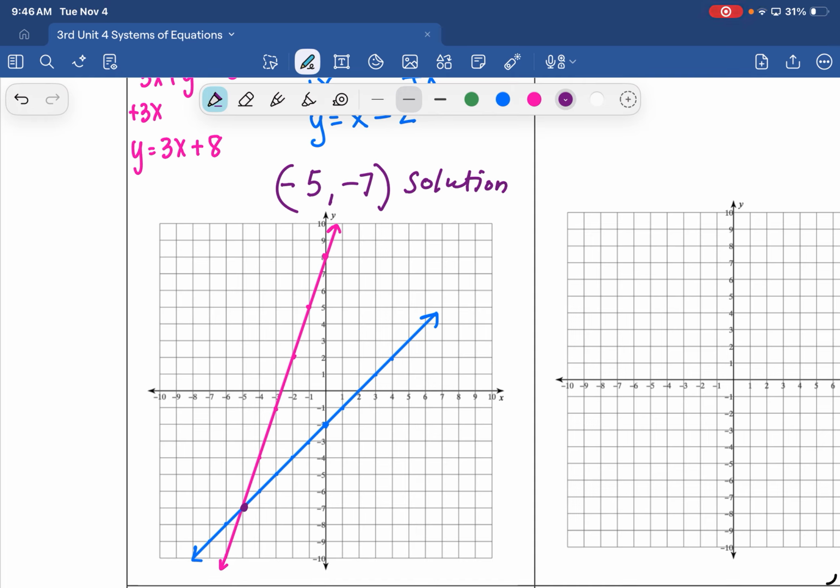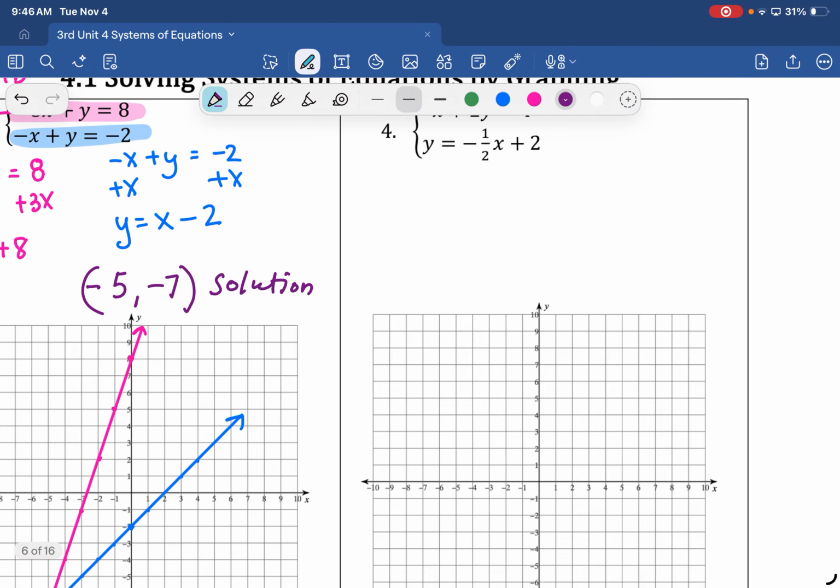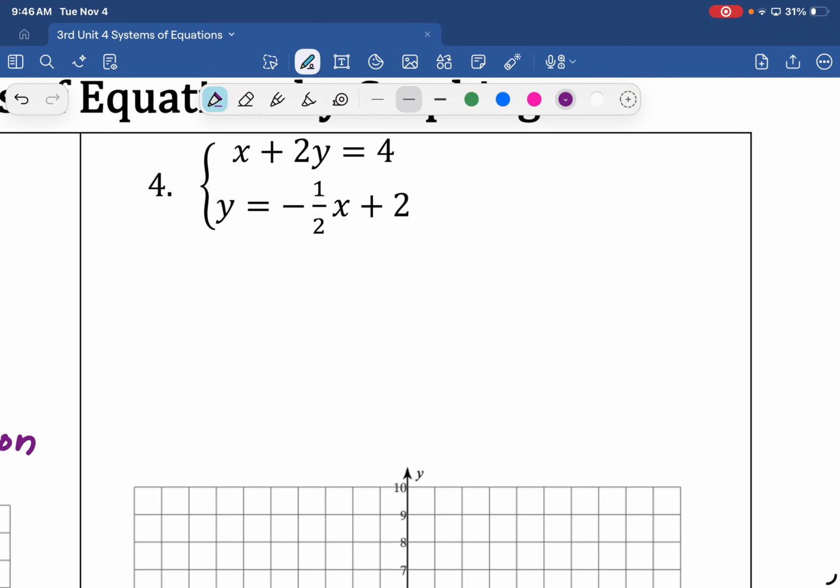Okay, then the last thing we're going to do today is number 4. I want us to go ahead and talk about number 4. We'll do part of the first question together, and then I'm going to let you finish it. Okay, so for number 4, is that first equation in slope-intercept form? No. So we have to put it in slope-intercept form.